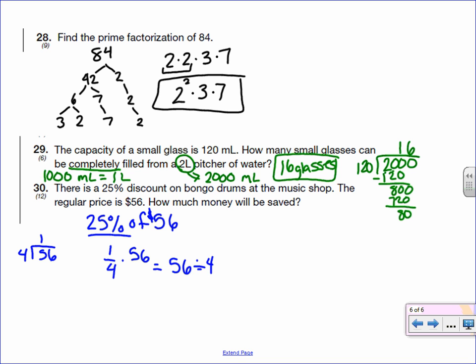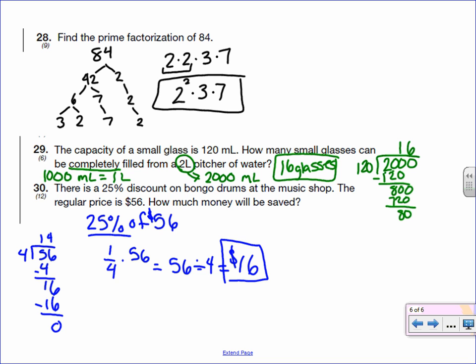4 goes into 5 once. 1 times 4 is 4. 5 minus 4 is 1. Bring down the 6. 4 goes into 16 4 times. 4 times 4 is 16. So $14 are saved.